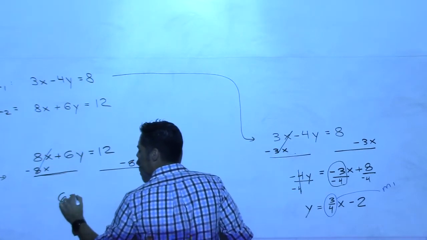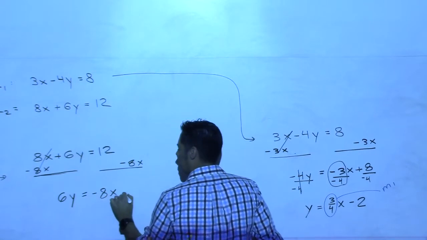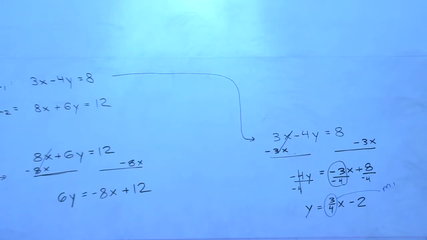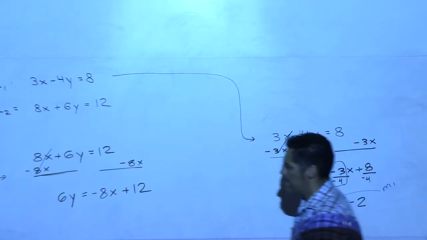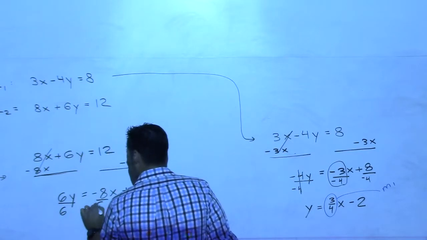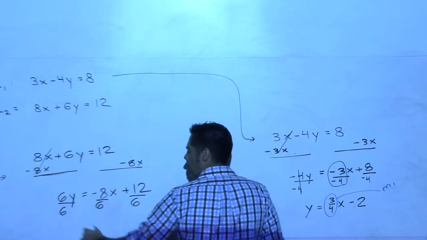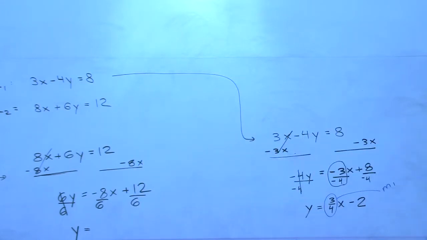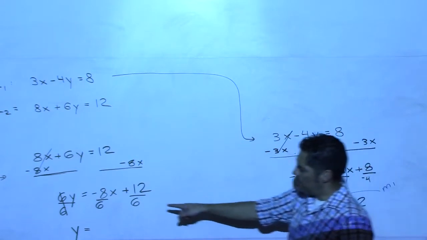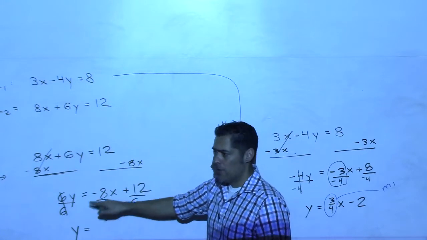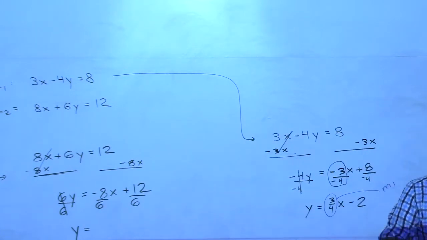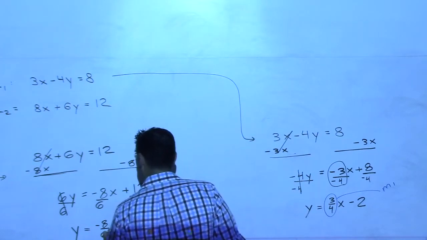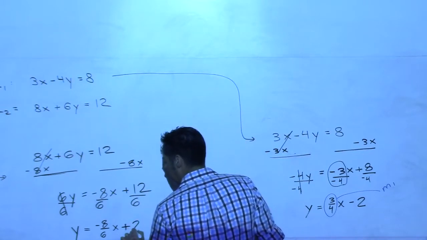We'll have 6y equals negative 8x plus 12. And then divide through by 6, right? By positive 6. So if we divide through by 6 here, divide through by 6 here, divide through by 6 here, what do we have? Y is, so negative 8 over 6. So the top is negative, the bottom is positive, right? So a negative divided by a positive is still negative. So negative 8 over 6x. And then 12 divided by 6 is 2, so plus 2.